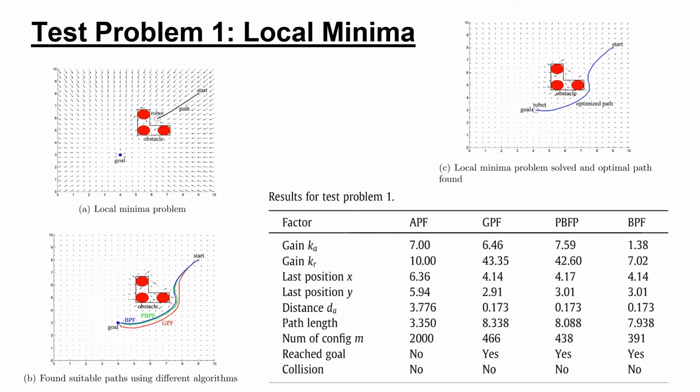Hence, out of these 3, you can see that the bacterial potential field gives the most optimal path with gains Ka and Kr much lesser than the other methods, and distance being equal to GPF and PBPF, with path length being 7.938, which is relatively lesser than the other methods. And the number of configurations is 391, which is also lesser than the other methods, and it does reach the goal. So that's really one up over the APF, and it has no collisions.